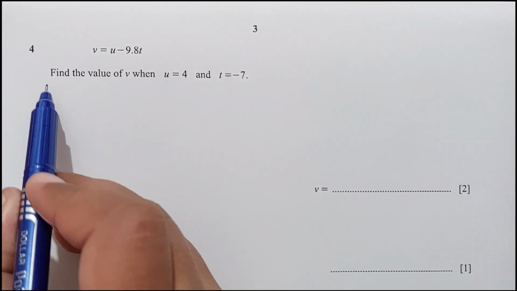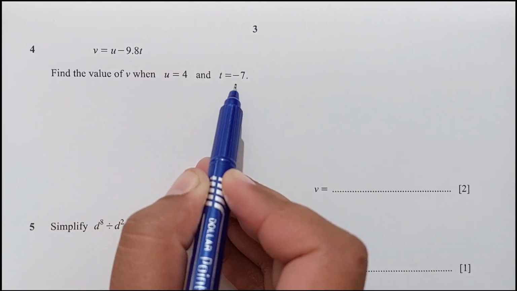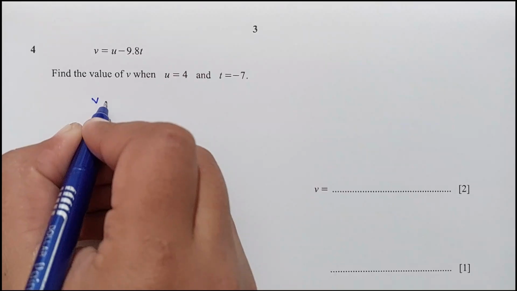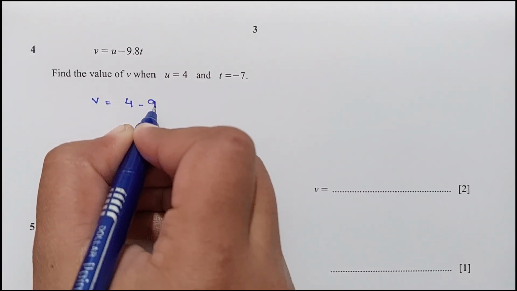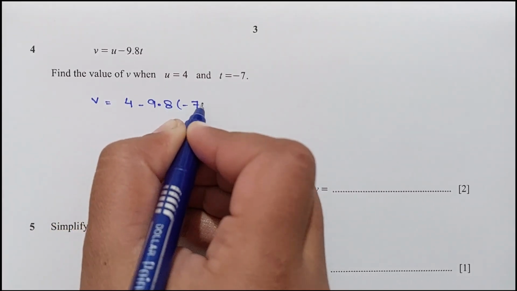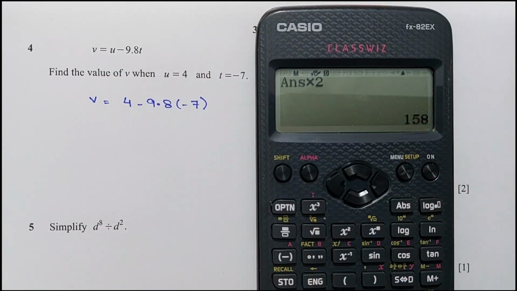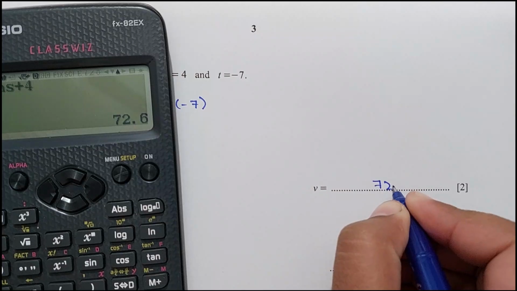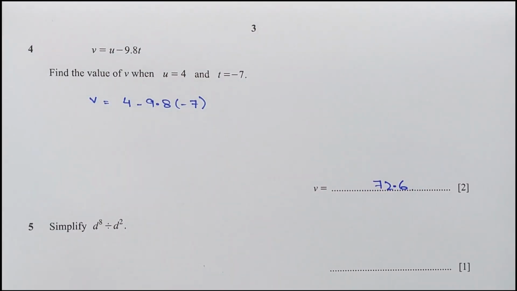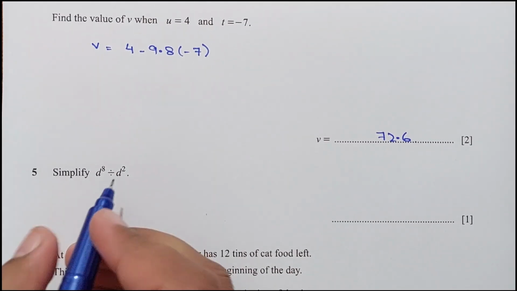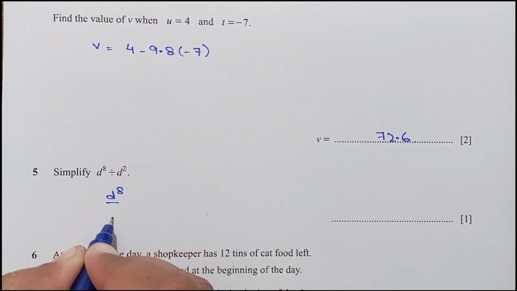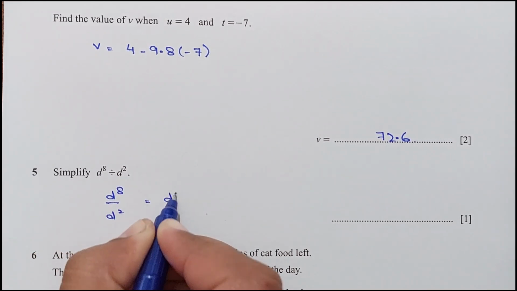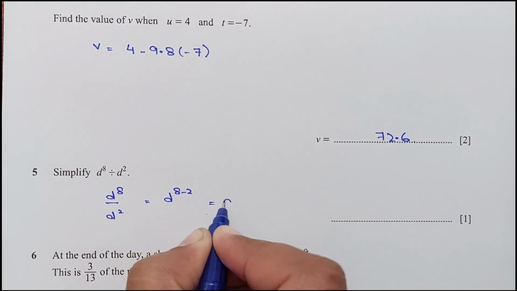Question number 4. Find the value of v when u is 4 and t is -7. We have to solve for v when u is 4, minus 9.8 times t, where t is -7. So -7 times -9.8 and add 4. This is 72.6, so 72.6 is the v value. Question number 5, simplify d exponent 8 over d exponent 2. This is d exponent 8 take away 2, which is d exponent 6.